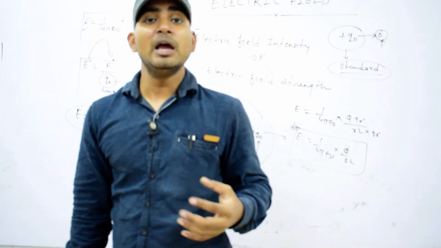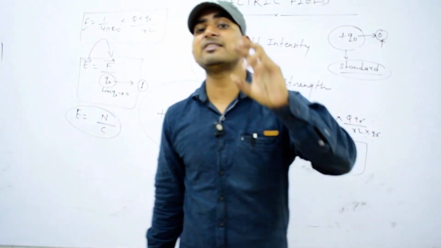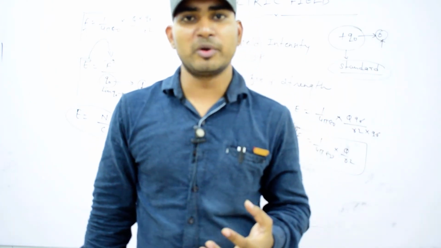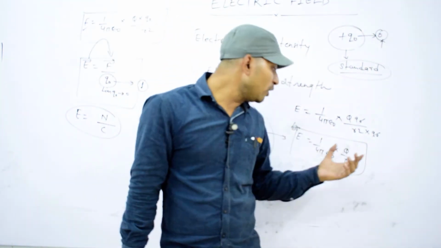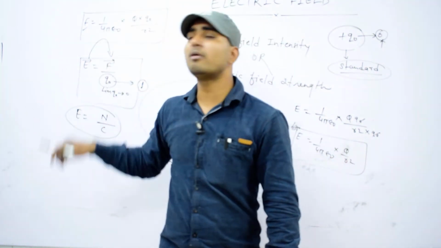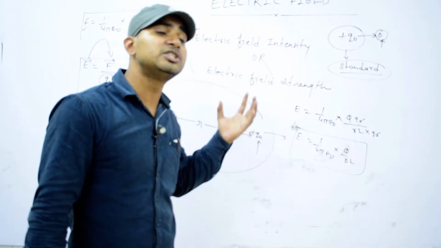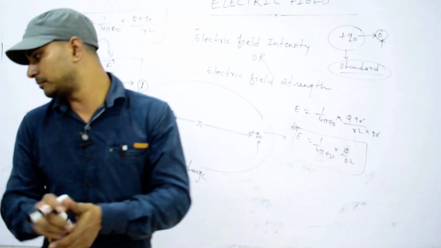Now, as we know, electric field intensity is a vector quantity, so we need to find the direction also. This formula just gives you the magnitude, but for finding the direction, see how to find the direction.